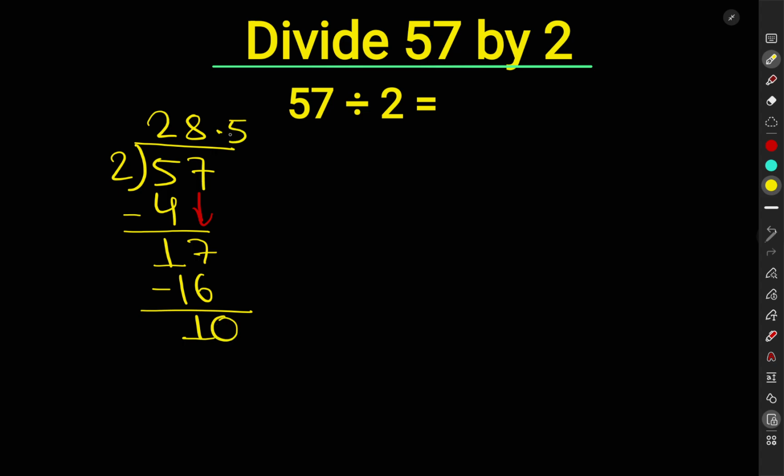So 2 times 5 means 10. On subtracting we get 0. So 57 divided by 2, we get 28 decimal 5.